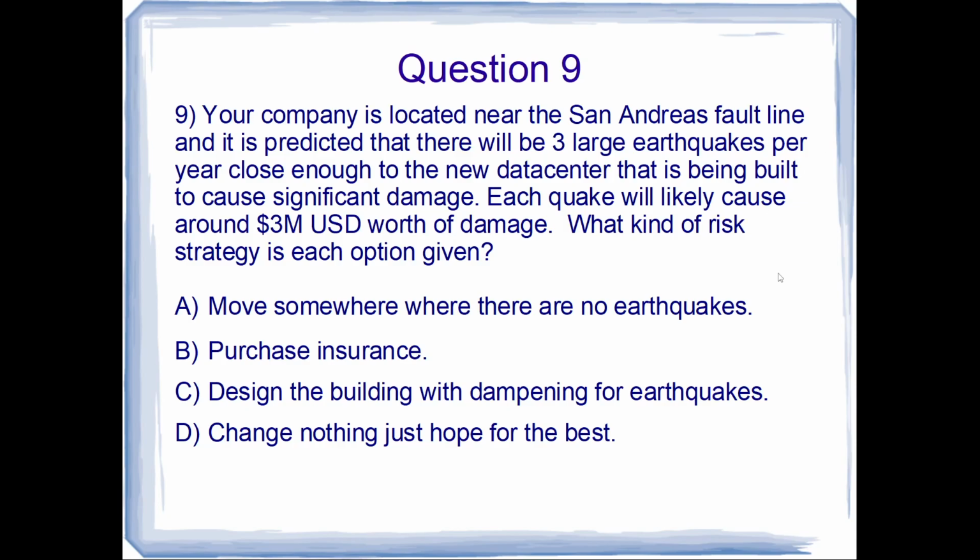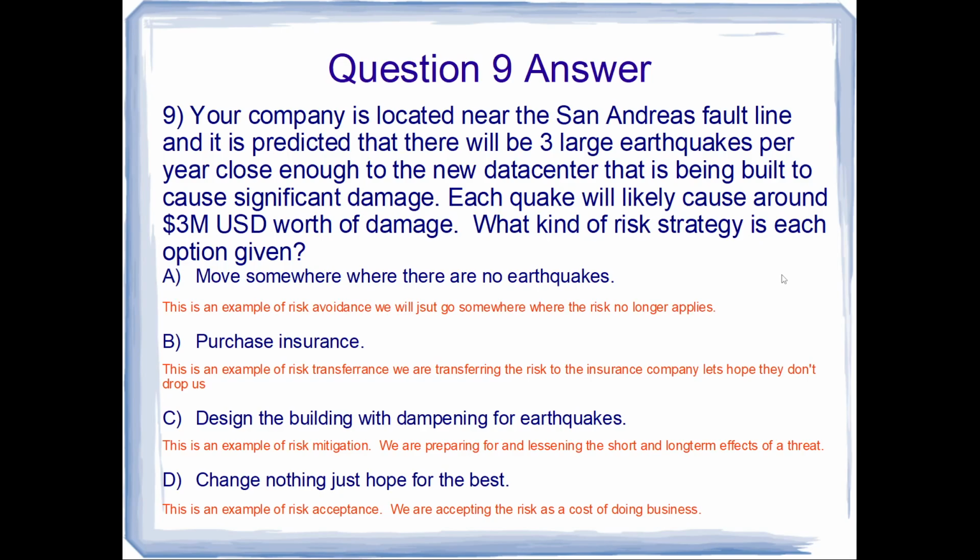All right. So let's see what it is. Move somewhere where there are no earthquakes is an example of risk avoidance. We're going to avoid the risk altogether, right? We're going to move to Oklahoma where instead of earthquakes we have tornadoes. Great.